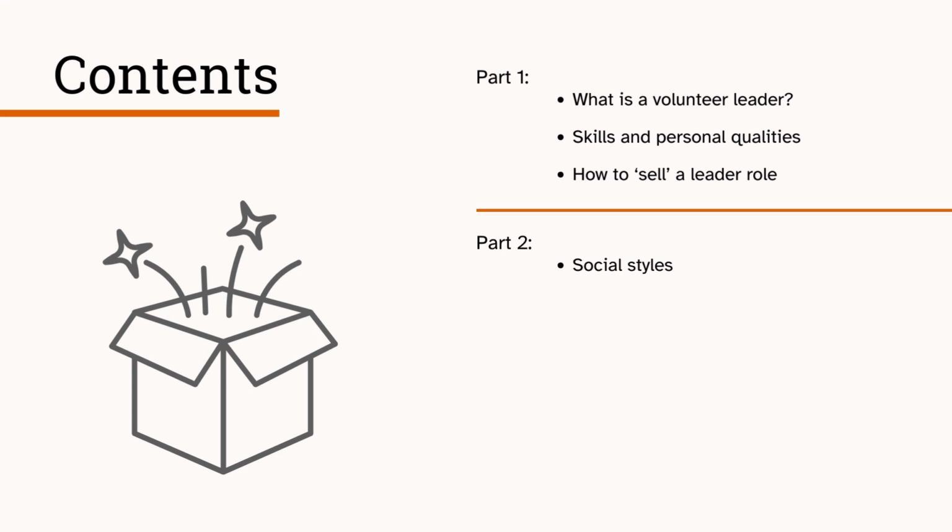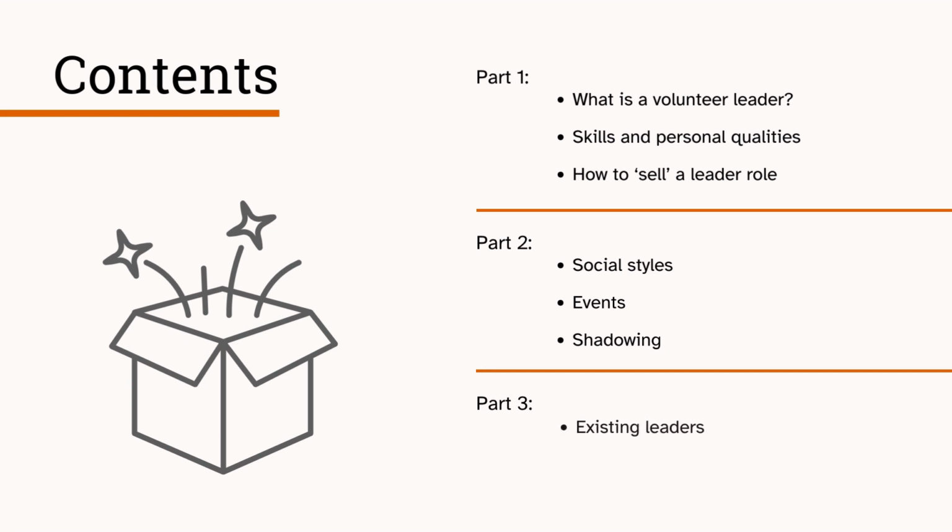We'll also look at organising special events and shadowing opportunities, which allow for a gradual introduction to the volunteer leader role. In the final video, Part 3, we'll see how existing volunteer leaders can make sure they have a positive influence on potential new volunteer leaders, and how to remove or reduce some common barriers to becoming a leader.